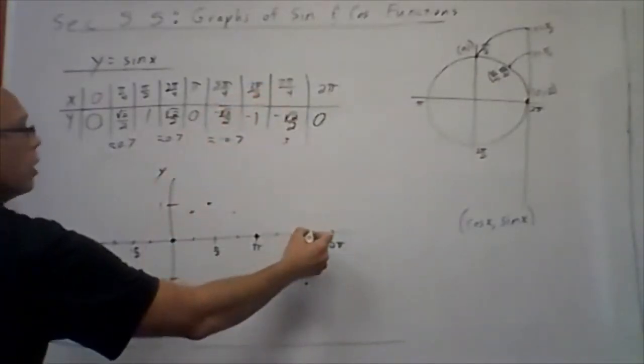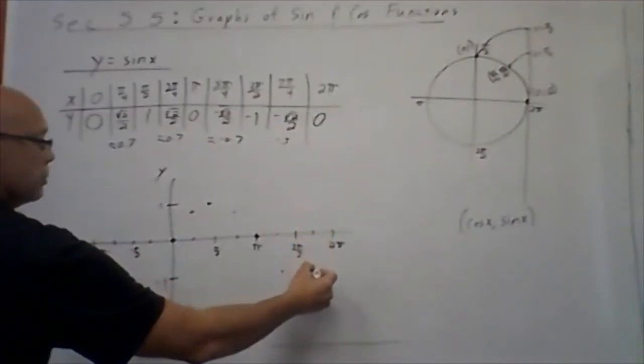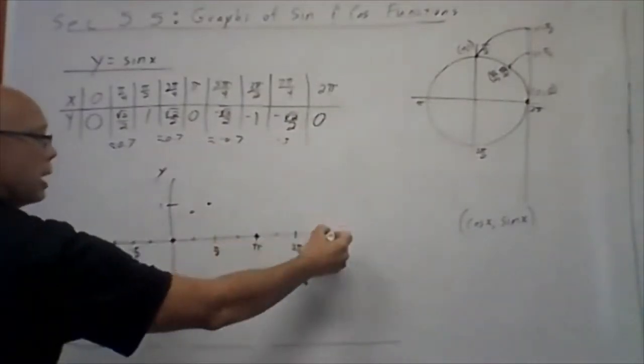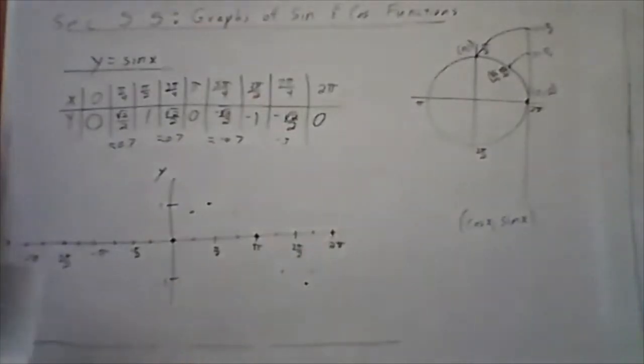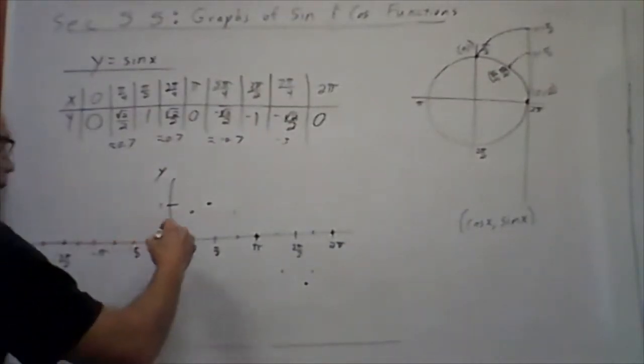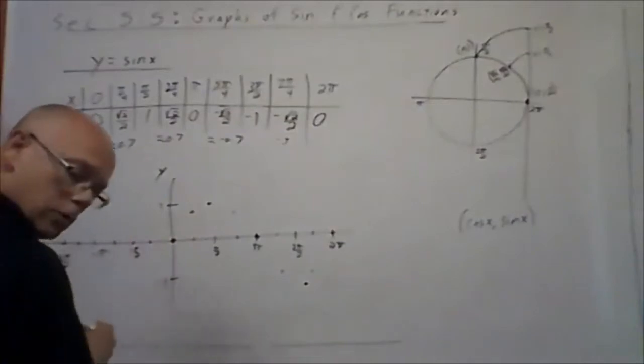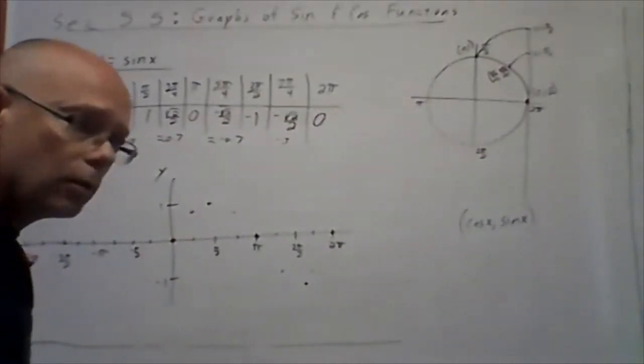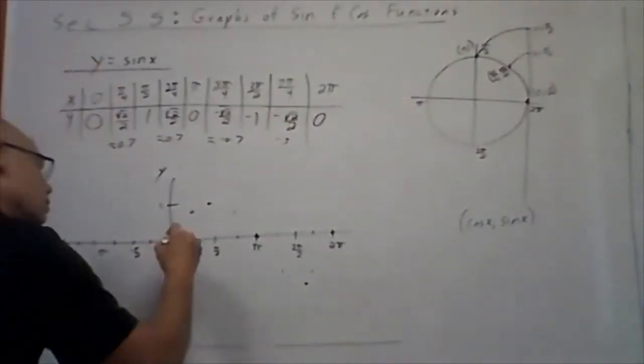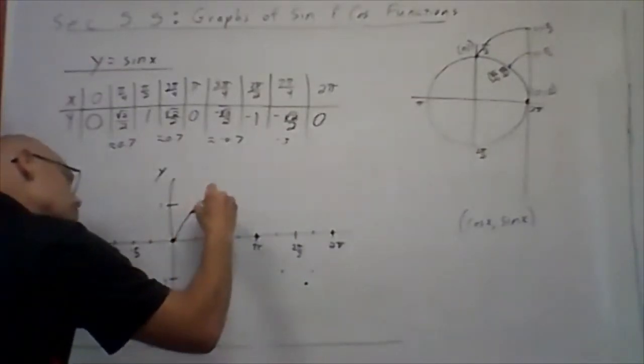7 pi over 4, where am I at? Negative 0.7. And at 2 pi, I'm at 0, okay? Now what happens if I connect these with a nice, smooth curve? I can pick many more points to make my curve more accurate. But so far, we'll get something that looks like this.